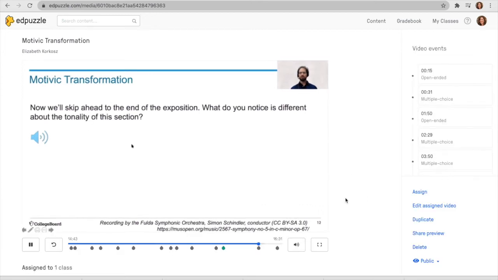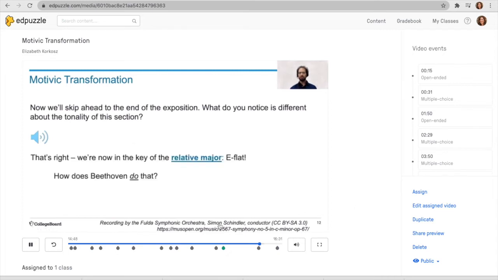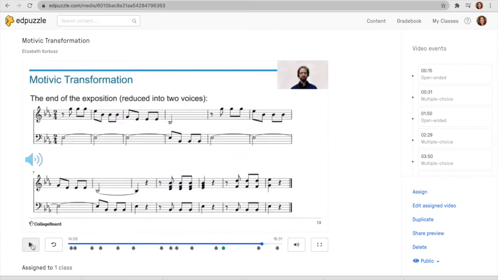So that sure is pretty heroic, isn't it? This is actually in the key of the relative major, in E flat major. And how does Beethoven actually do that, right? We started off in C minor, and then we just sort of wound up in the relative major. Let's take a look. Let's see if we can figure some of that out.